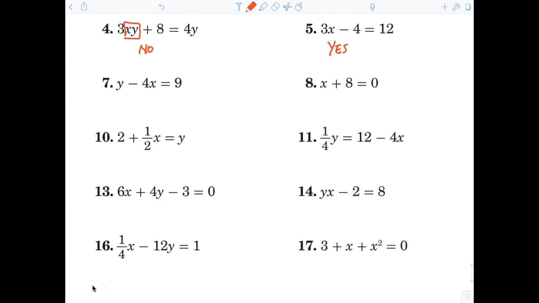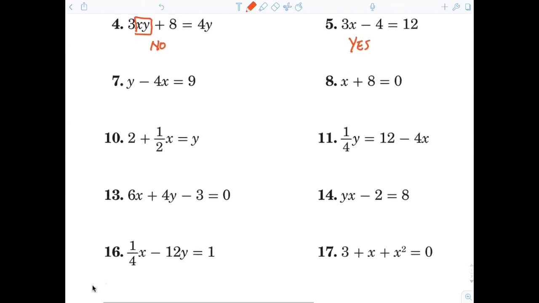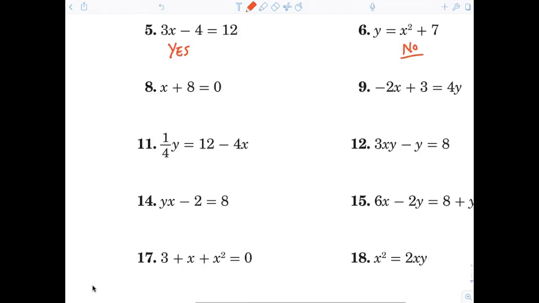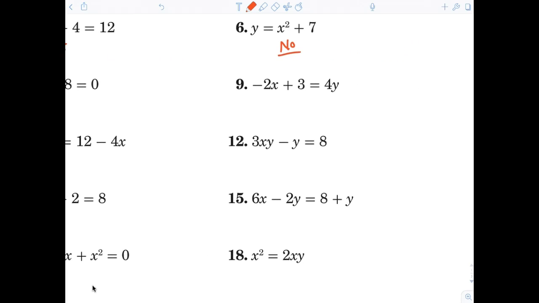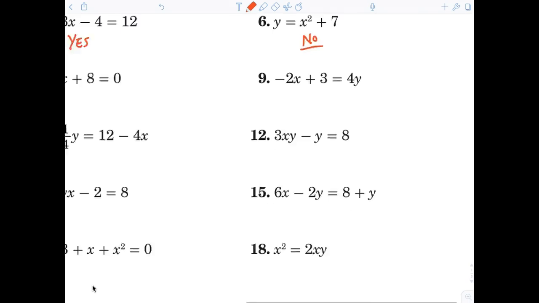All right, number 7, yes or no? 8, 9. Now again, negatives don't matter. Yes, there's an x and a y. You can have x and y. I'm not even asking you to put it in standard form. I'm just asking you to recognize that there's an x and a y. So number 9 is definitely yes.